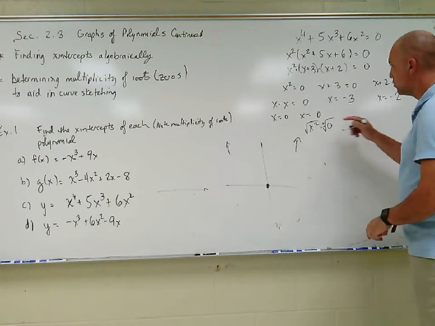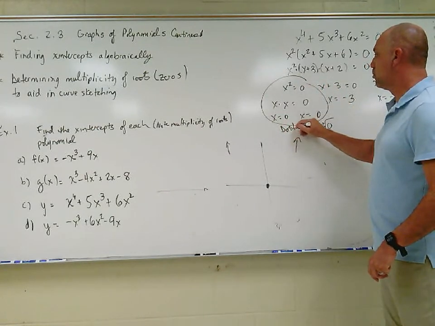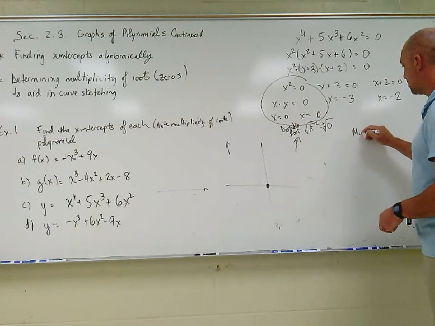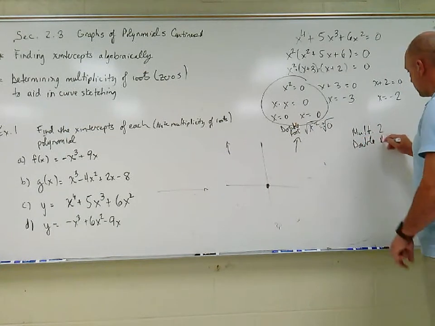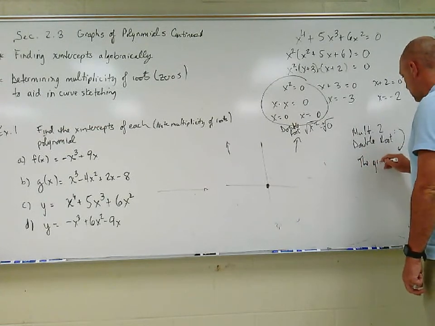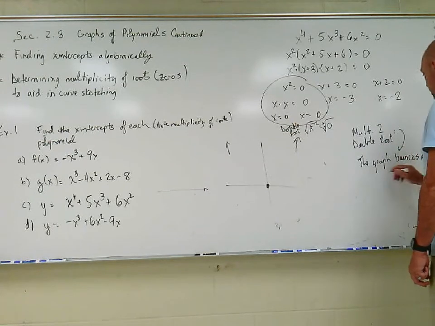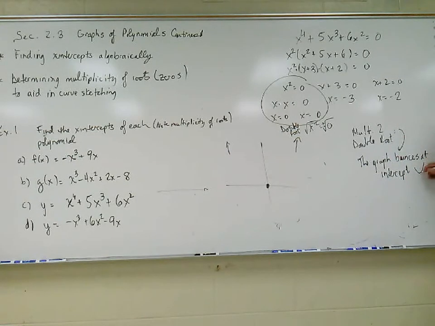Okay, so this is called a double root, or the multiplicity is what? 2. And if the multiplicity is 2, or you have a double root, what happens? The graph bounces at the intercept. So it doesn't cross. So it either bounces like this or bounces like this. It just depends on the behavior of the graph.